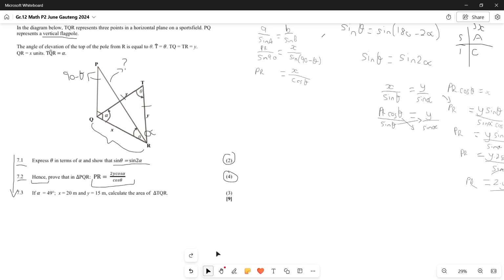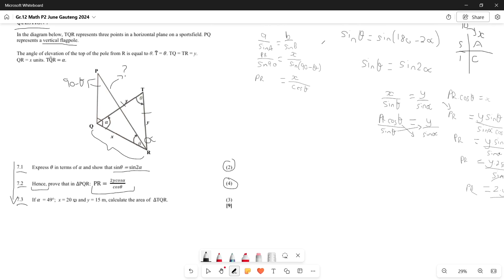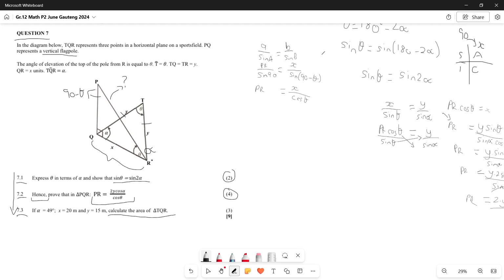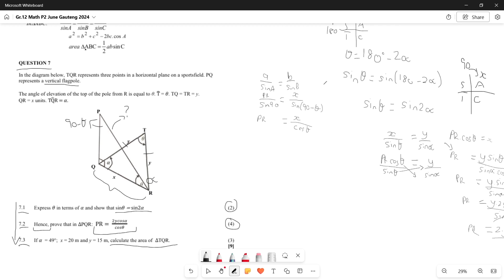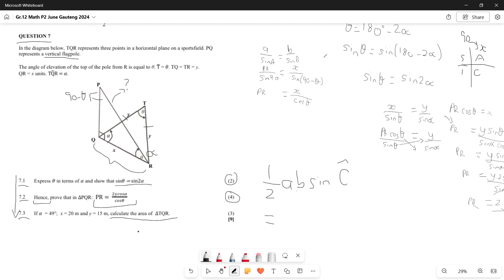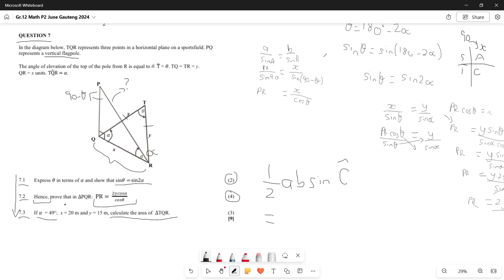And then 7.3 over here, last question of this section, it says if alpha equals 49 degrees over there, x equals 20 meters and y equals 15 meters, calculate the area of triangle TQR. So TQR is the triangle on the base, the horizontal plane, and our area formula for a triangle is half AB sine C, which means we can just go ahead and write that down. Usually in these questions, the thing we calculated in 7.2 is the equation that we'll use and substitute these values into. But this time around, it isn't the case because we are calculating area and there were no questions to do with area previously. But if we're going to look in triangle TQR, we're going to have to set this up so that we have the angle in between the two sides.